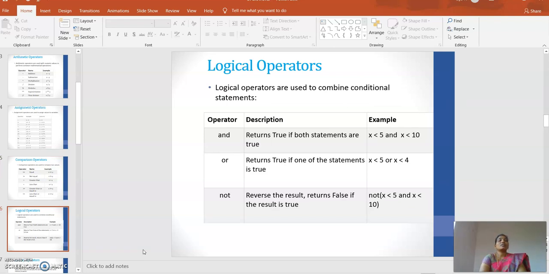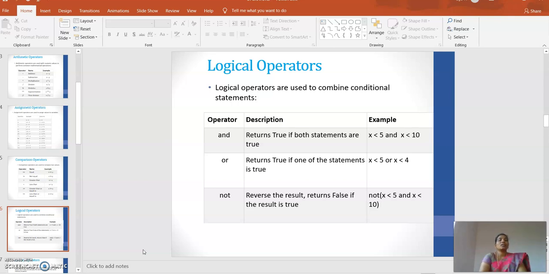The logical operators are used to combine conditional statements, to combine two or more relational expressions. This type of operators also produces either true or false. The logical operators are and, or, and not. The first one is and. It returns true if both the expressions are true. One example, x less than 5 and x less than 10. If both the conditions are true, then only it produces the true value.